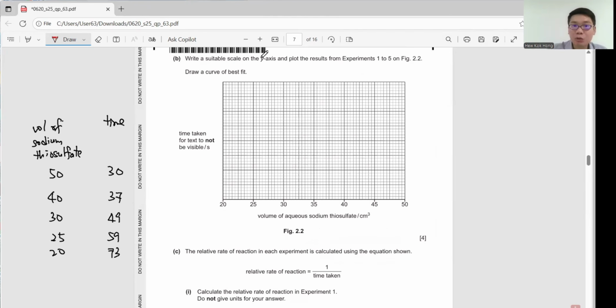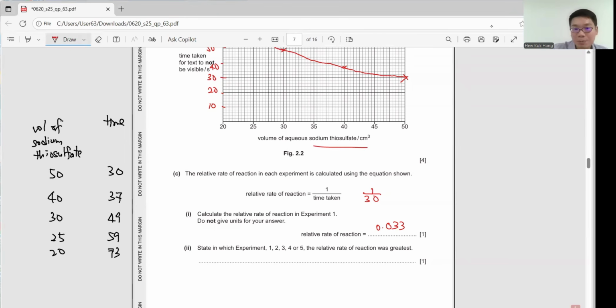Part B, write a suitable scale on the y-axis and plot the results from experiment 1 to 5. So the volume of aqueous sodium thiosulfate is already given. Then we need to see for the time. The time maximum is 73. So here is 2, 4, 6, 8. Just nice.